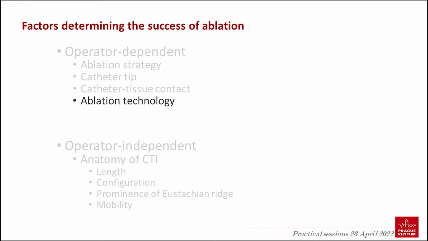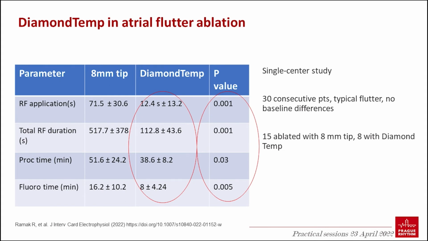Finally, the operator can choose some novel technology for ablation. This recent study with the novel DiamondTemp catheter showed shortening of procedural time and flutter time as compared with an 8 millimeter catheter. DiamondTemp has multiple temperature sensors that can allow safe temperature-guided irrigated ablation with higher energy.